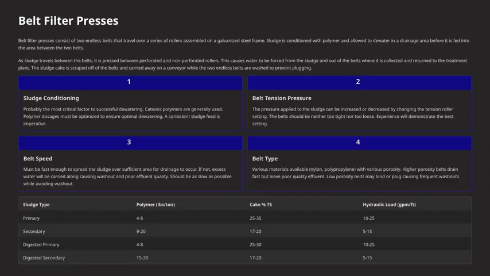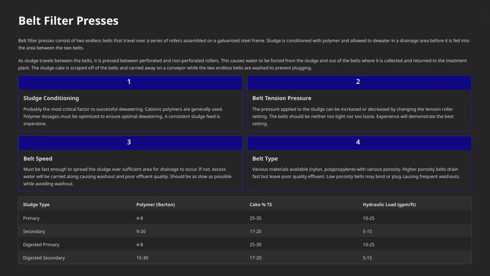Now, let's take a closer look at belt filter presses, which are an essential part of the dewatering process. These presses use 2 endless belts that run over a series of rollers mounted on a galvanized steel frame. The process begins with conditioning the sludge, often with polymers, to prepare it for dewatering. Once conditioned, the sludge is placed in a drainage area where it starts to lose water before being fed between the 2 belts. As the sludge moves between these belts, it is pressed between perforated and non-perforated rollers.